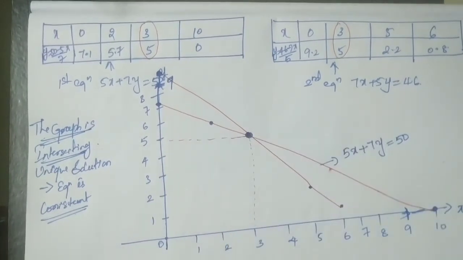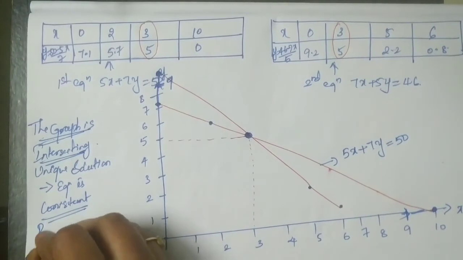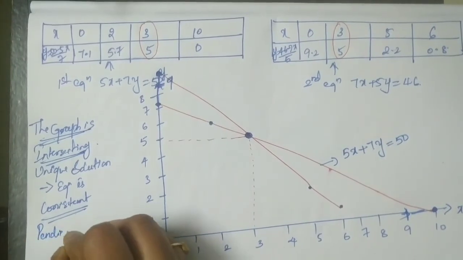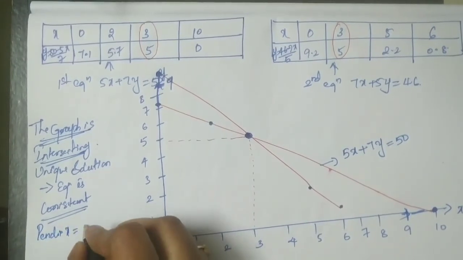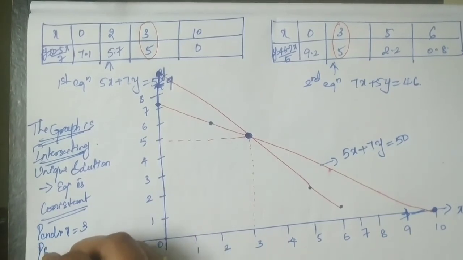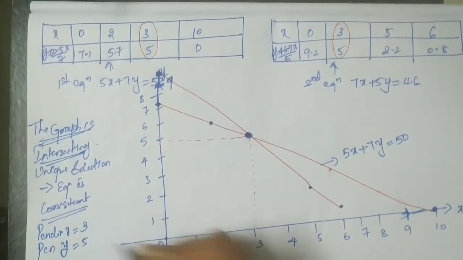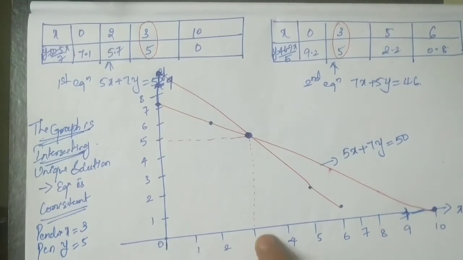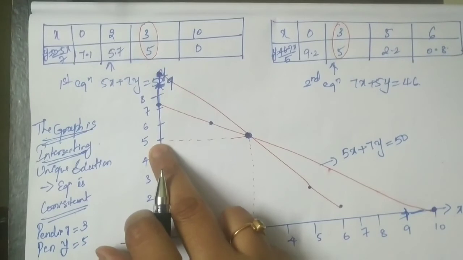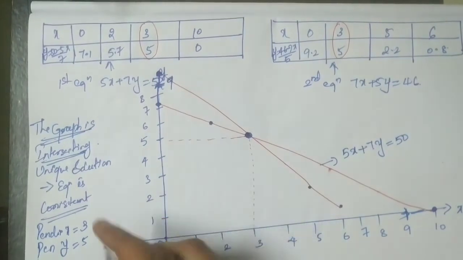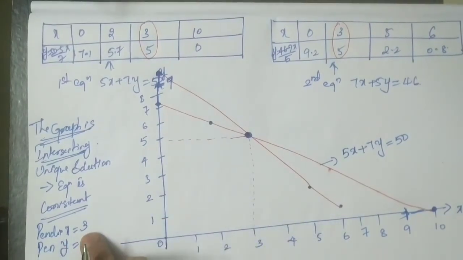X-axis we have taken as pencil, right? And y-axis we have taken as pen, right? So take the intersection point. The intersection point is (3, 5). So x is 3, that is, the number of pencils is 3. Y is 5, that is, the number of pens is 5. That's what they have asked in the question. So we have pencil x is 3 and pen y is equal to 5. Okay.